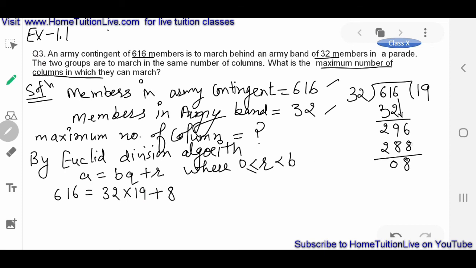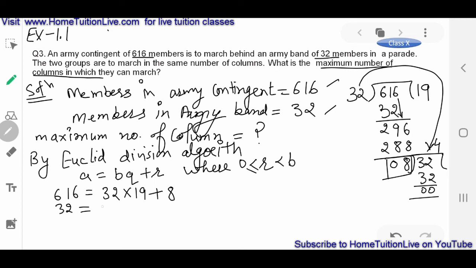So we can divide it further. Now this time, this is our dividend, 32, and 8 is our divisor. Our last divisor is this because we get the remainder 0. So our last divisor is 8 and this is the HCF. So how will we write this? We can write it as 32 is equal to 8 into Q, Q is 4, plus remainder is 0.